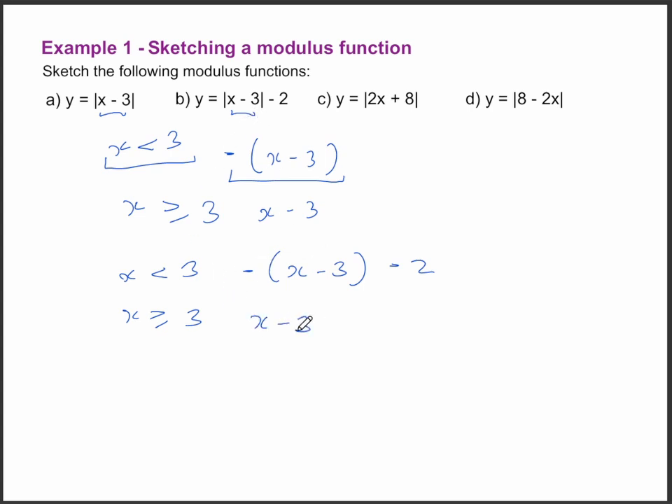So x minus 3 minus 2. And this right here is just going to be negative x plus 3 minus 2, which is going to be negative x plus 1. And on this side, it's going to look like x minus 5.